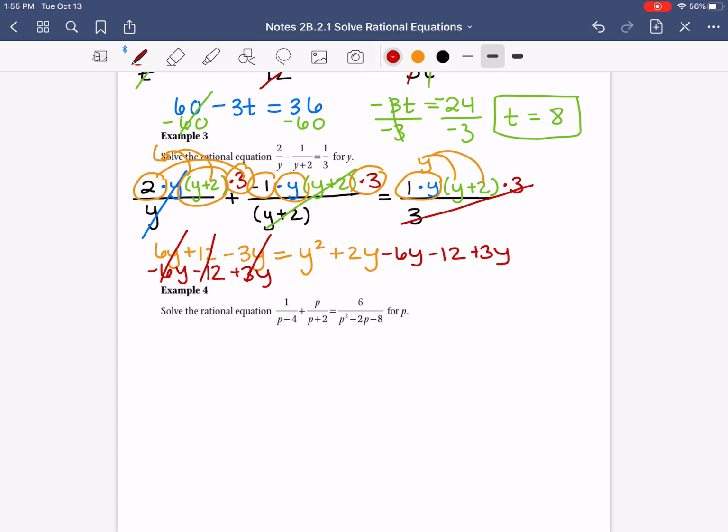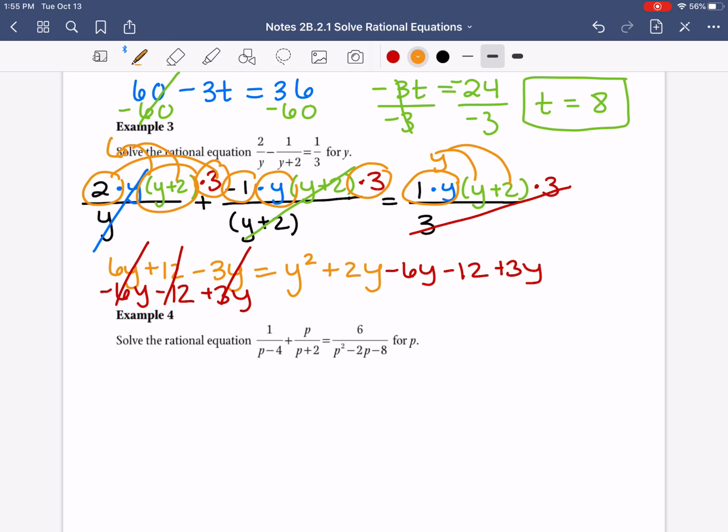Kind of ran out of room, I wrote too big. Okay, so from here, I'm going to go ahead and see what I get. I get 0 equals y squared. I add up all my y's: I have 2y, negative 6y, and 3y, which gives me negative y minus 12. I'm going to try to factor that.